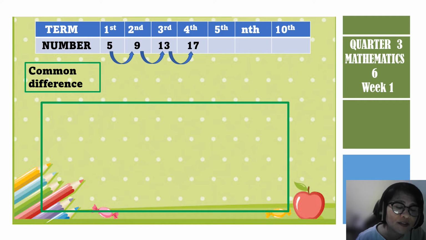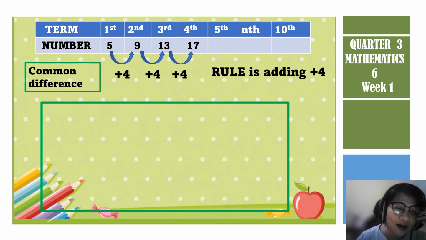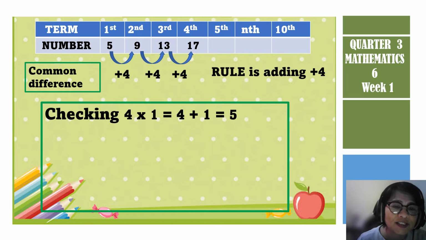So we have the common difference between 9 and 5. The common difference between 9 and 5 is 4. We also have 13 and 9, the common difference is 4, and also between 17 and 13, the common difference is 4. So therefore, our rule is adding by 4. Now let us check first if adding by 4 satisfies our answer 5 here.